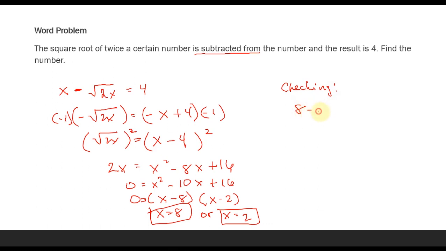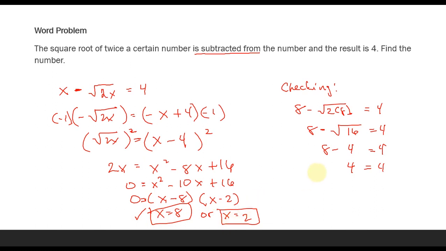8 minus square root of 2 times 8 equals 4. So this is going to be 8 minus square root of 2 times 8, which is 16. So this will give us 8 minus square root of 16, which is 4, equals 4. Then 4 equals 4. So good. So x equals 8 is a good value for x.